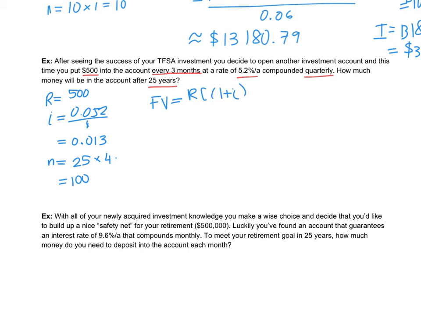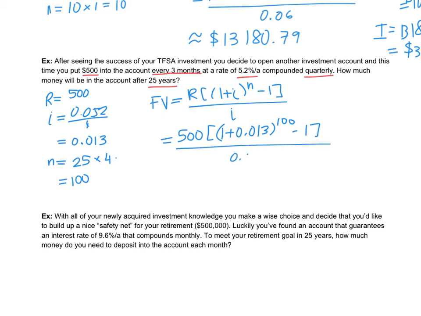So again, I am just writing the general formula here. So $500 deposits, 1 plus 0.013. The most common mistake is that people write 0.052, so be careful with that because it's compounded quarterly. And it's to the power of 100, subtract 1, 0.013 in the denominator. And then you go to your calculator, and hopefully you got approximately $101,487.91. And then I can write my therefore statement.